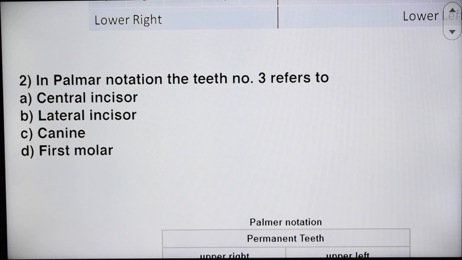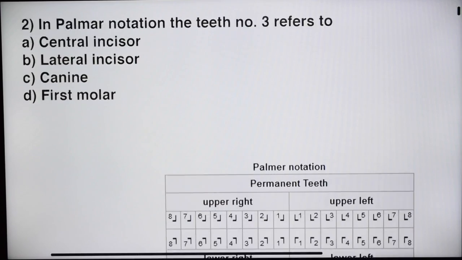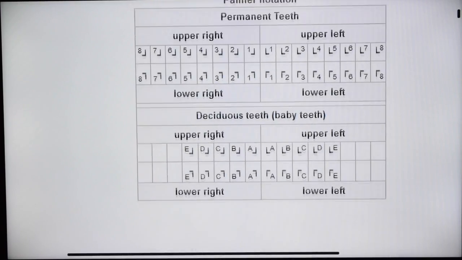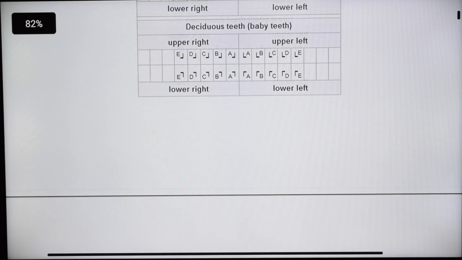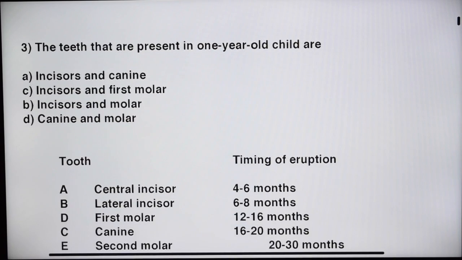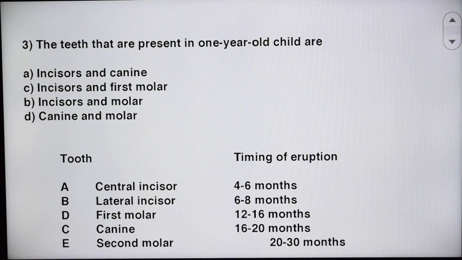So here in the question, the tooth number 3 represents, so it's obviously the canine, right? And moving on to the next question. The teeth that are present in a 1-year-old child are.